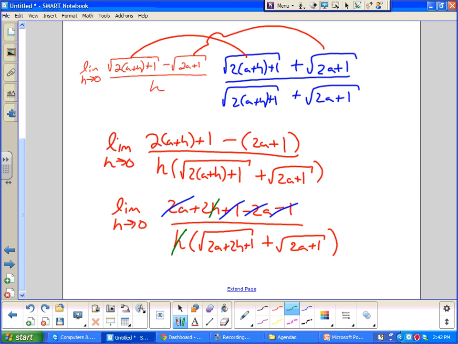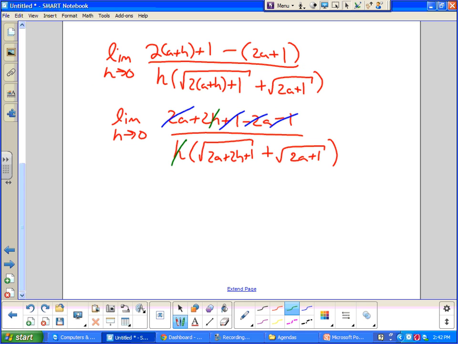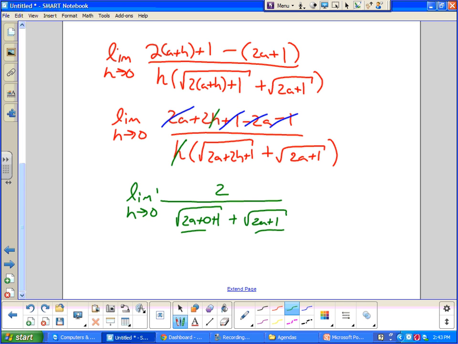The h's cancel, all right? And I'm left with this limit, which is 2 over this conjugate. But when you plug 0 in, guess what happens? You get 2a plus 0 plus 1 plus 2a plus 1. Hopefully I do this right. I made this mistake yesterday. I'm not going to do it again. I think what we get before I simplify is 2 over 2 times the radical 2a plus 1. There are 2 of them.